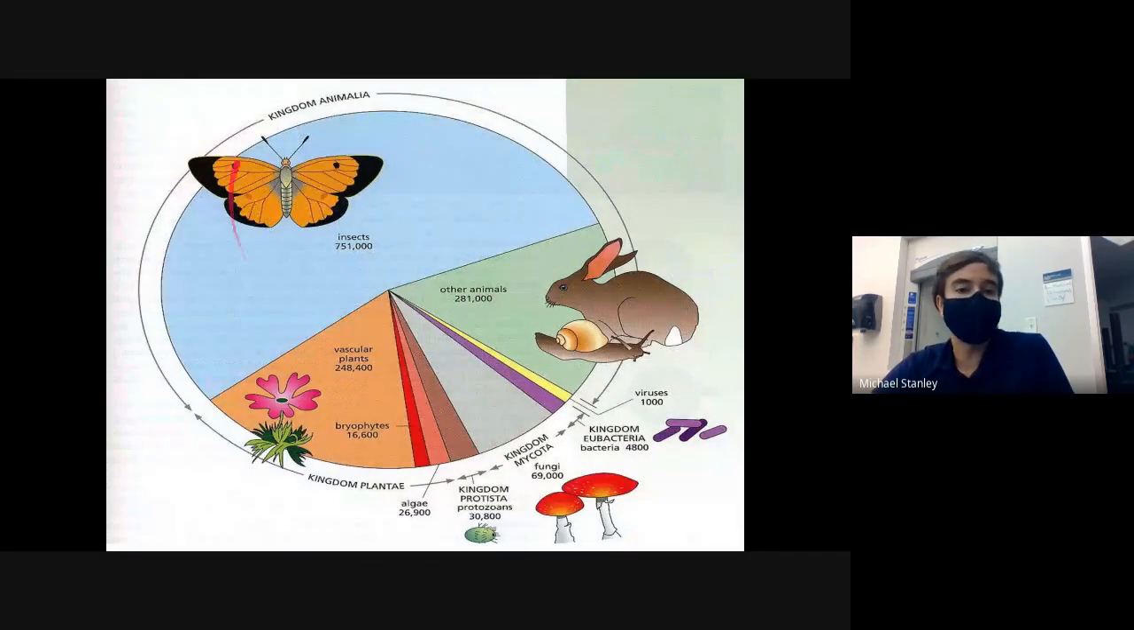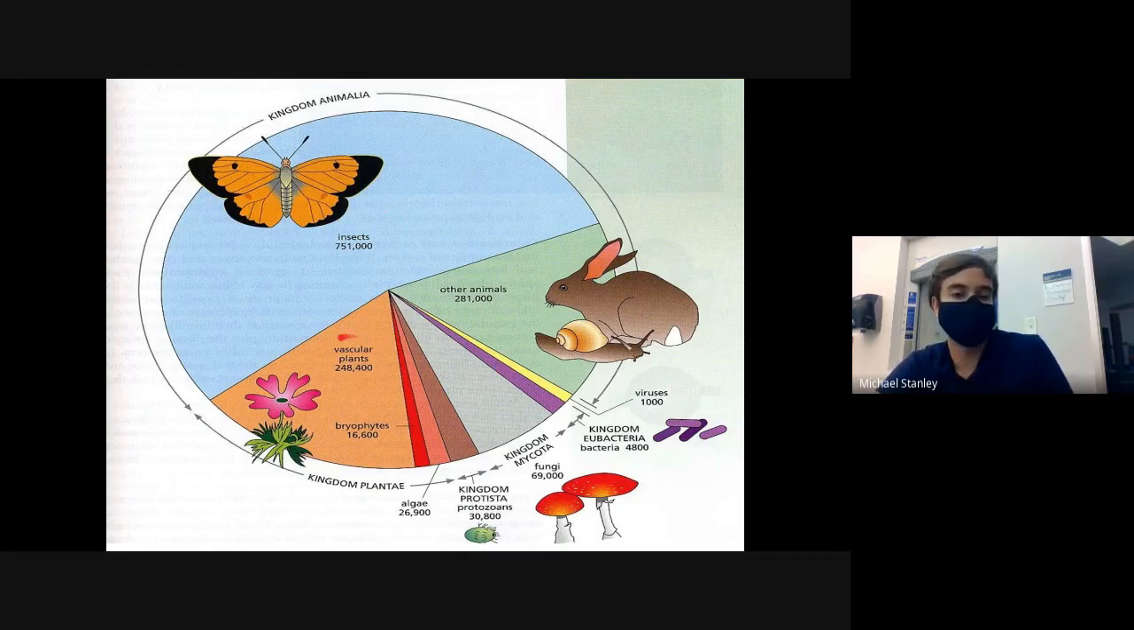So out of all of the species that have been studied so far in science, insects make up by far and away the most number of species that are out there. For a couple different reasons, insects are really great at creating new species, with 751,000 different species of insects.